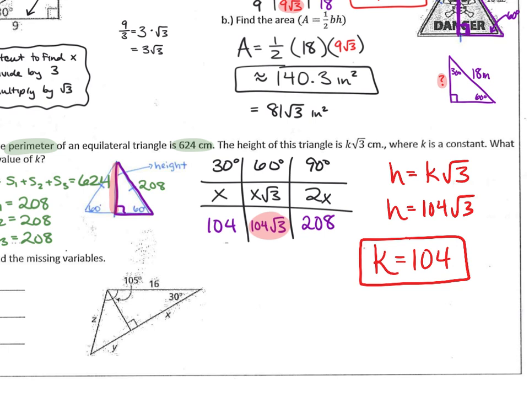I wrote that kind of big. I'm going to go back and make it a little smaller, just so I have room on my notes. So that means k is 104.